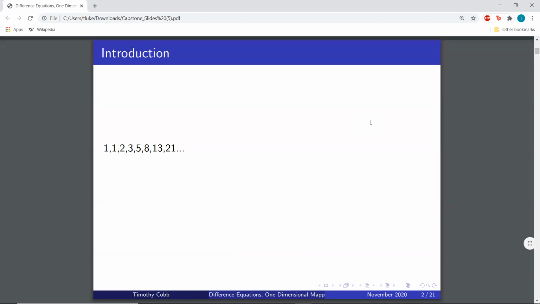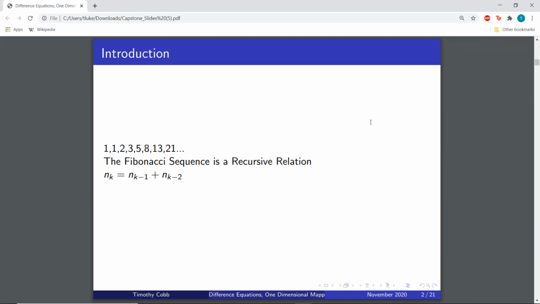To start off, we're going to be looking at the sequence of numbers 1, 1, 2, 3, 5, 8, 13, 21, 34, and so on and so forth. I'm sure most of the people watching this are math majors. I'm pretty sure we've all encountered this before. This is the Fibonacci sequence, which is a recursive relation. A recursive relation is defined as any kth term can be found by combining the terms before it. Specifically for the Fibonacci sequence, you find the kth term by adding the k minus 1th term and the k minus 2th term.